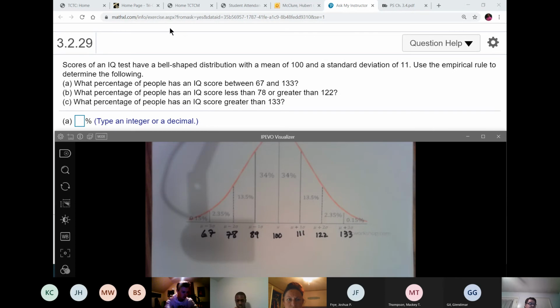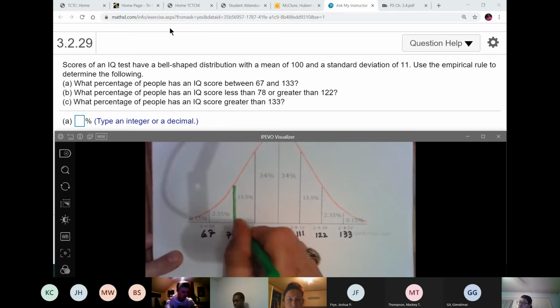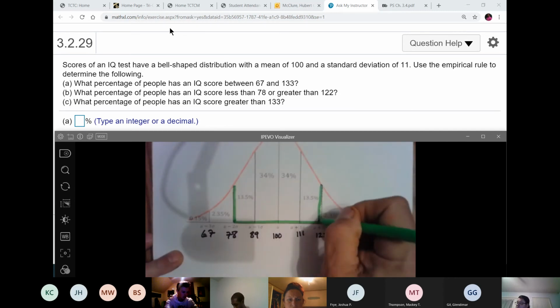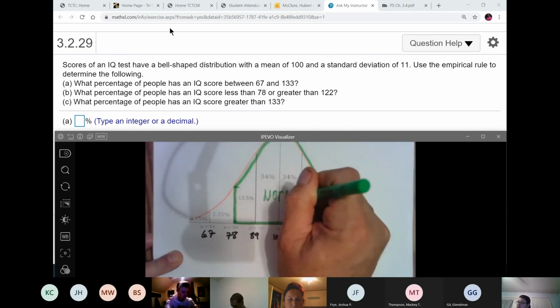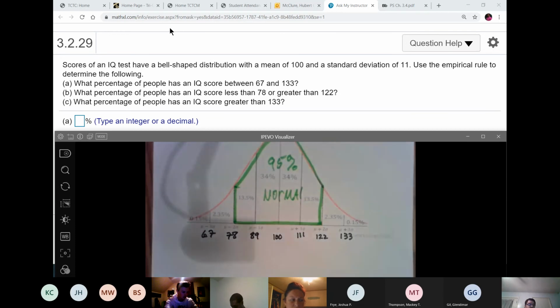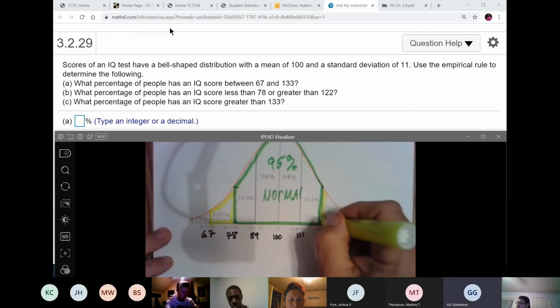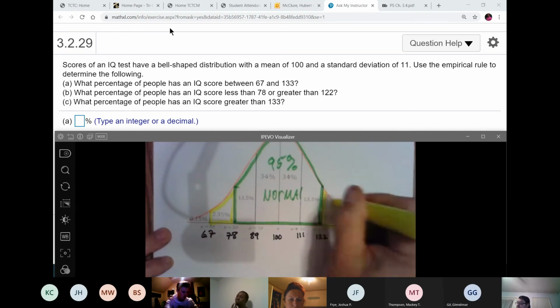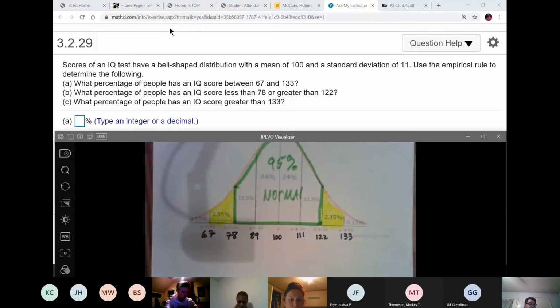Okay, now I'm going to take my handy dandy marker and I'm going to draw the normal curve. 95%. And I know it's repetitive, but if you do things over and over, what's going to happen? You're going to learn it. And I've been showing y'all this curve for about 2 weeks.